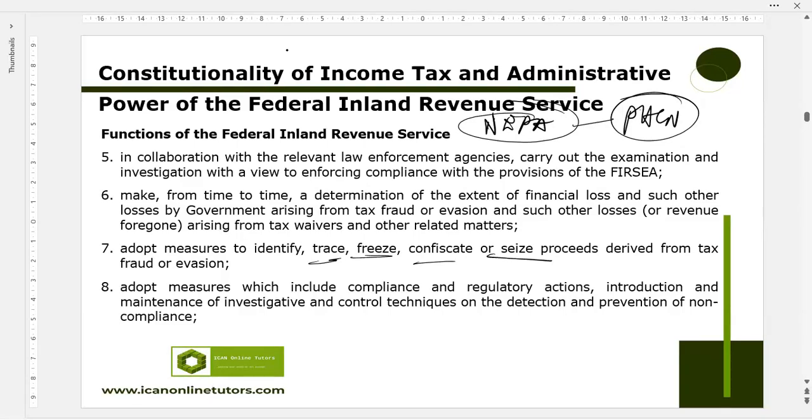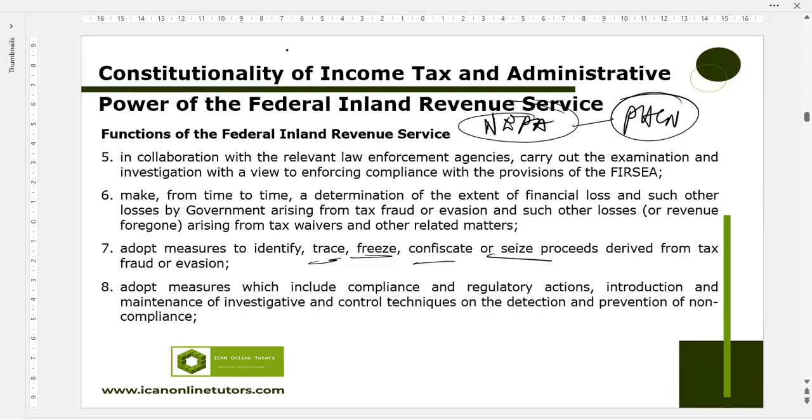Okay, so they freeze accounts, especially if you are under investigation or you have not been paying your taxes and they've sent you letters, and so on. So they can freeze your accounts. So they have access to that. You can see the provision of the Federal Revenue Service Establishment Act, gives them that power.